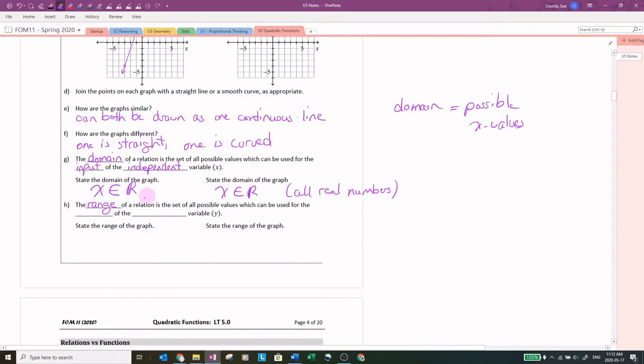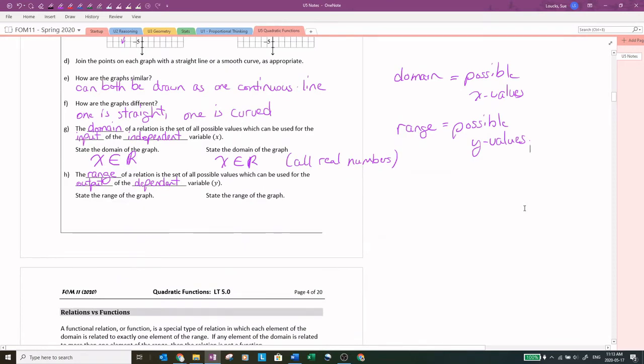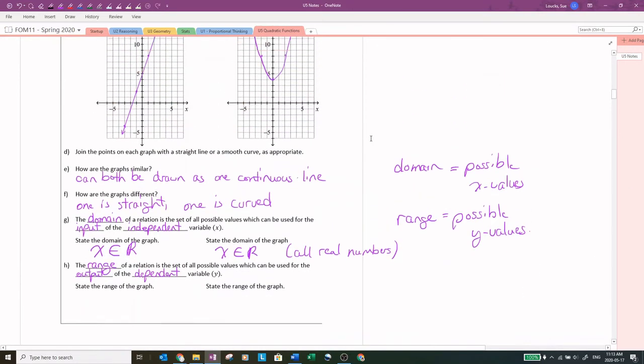All right. The range of a relation is the set of all possible values which can be used for the output of the dependent variable, or y. So range is the possible y values. Okay, get that in your brain, because we're going to be using that all the time through this unit, all right? All right, let's state the range of the straight line graph.